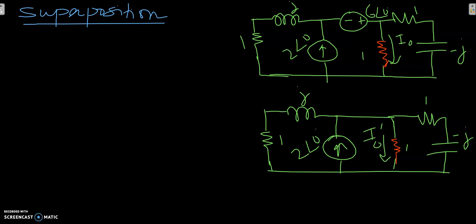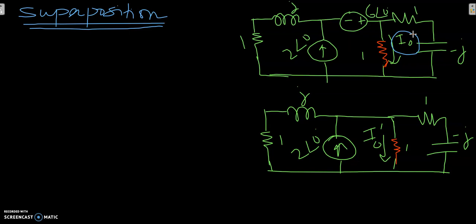Let us now try to analyze the same circuit using superposition theorem. So in superposition theorem, our objective would be to keep the sources one at a time and try to find out this current I naught, and finally add the value of the current obtained in the two cases.